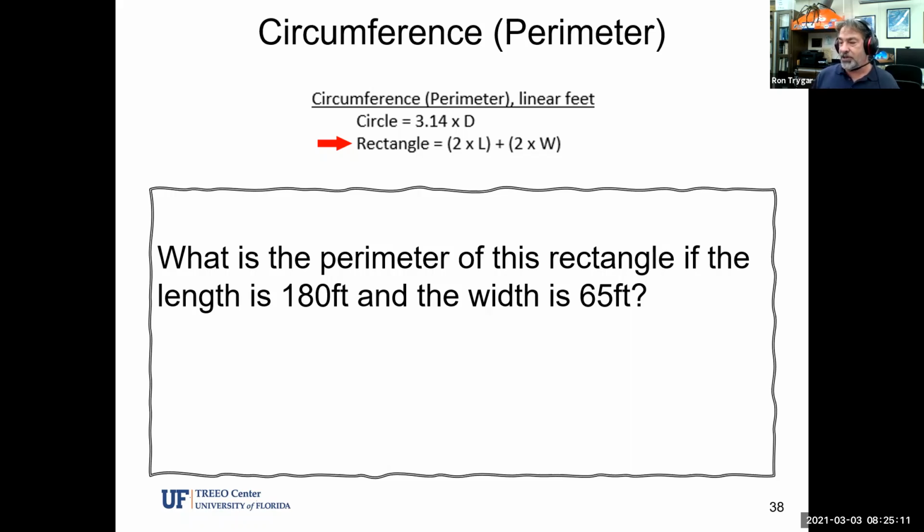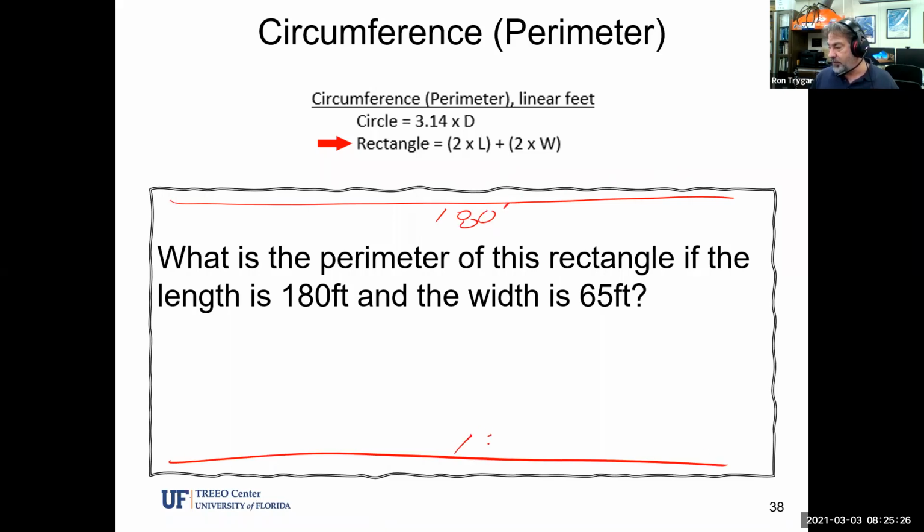Remember that you could just add them together, and remember that there are two distances that are 180 feet. This is 180 feet here, and this is 180 feet here. These are feet units, and the width is 65 feet here, and this distance here is 65. So the formula could be where you just add all four of them together. That would give you the perimeter all the way around.